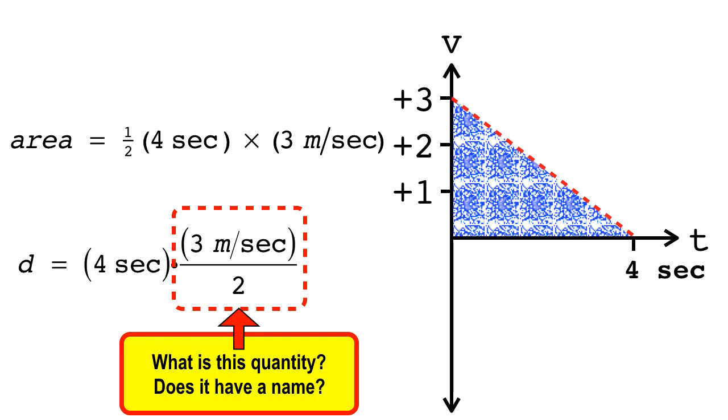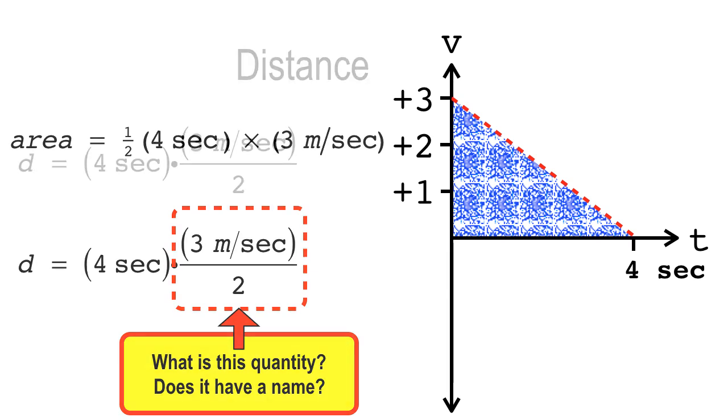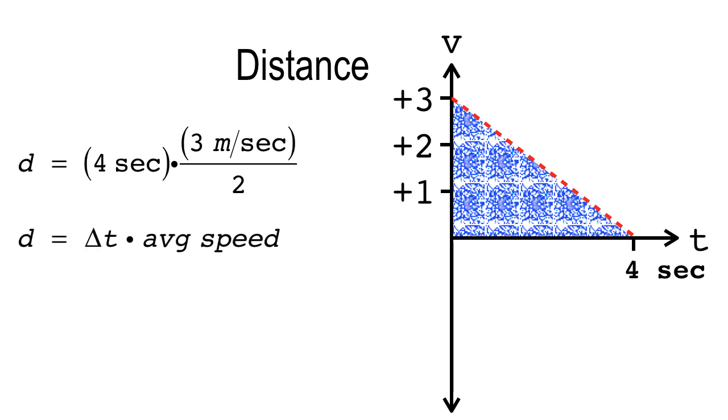Think about that. 3 meters per second divided by 2. It's the average speed, that's right. So this is delta t times the average speed. And Connor, here we go again. Delta t times average speed.